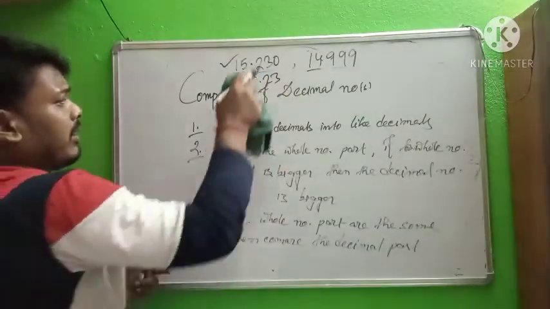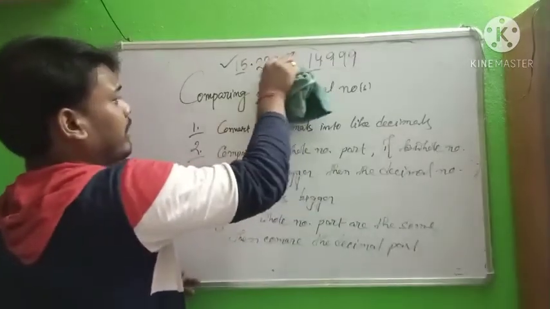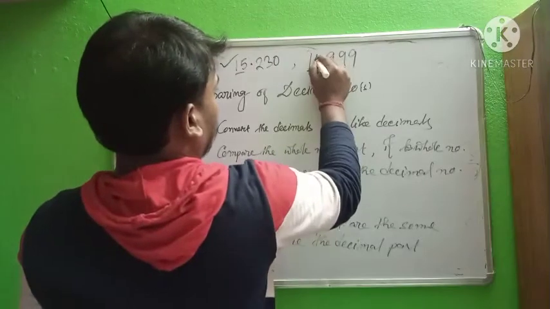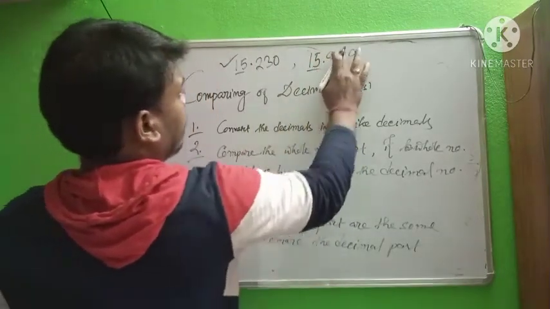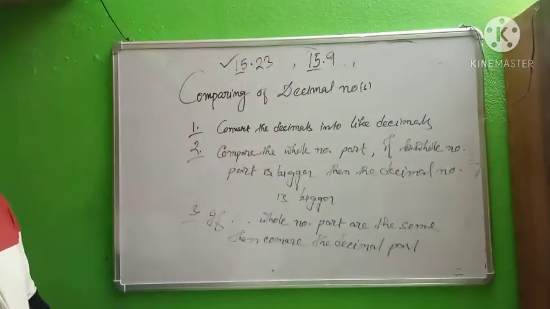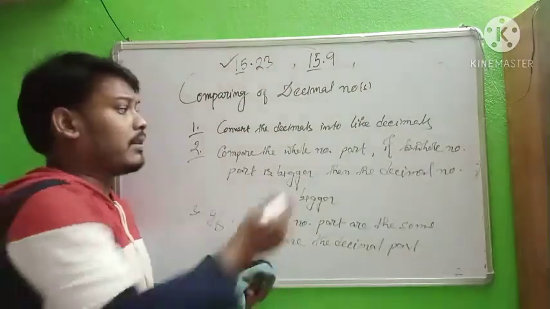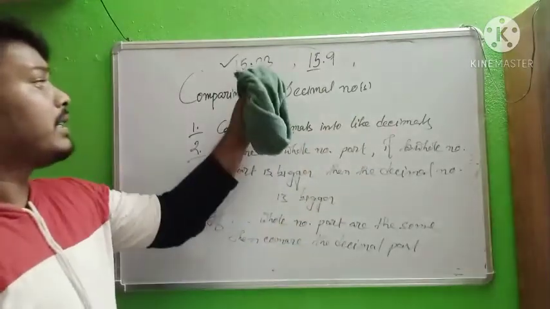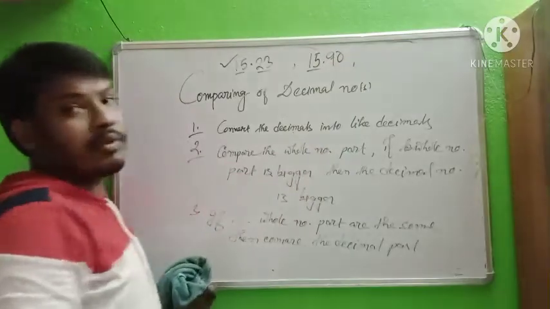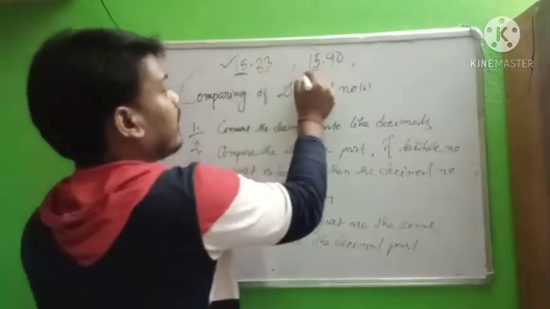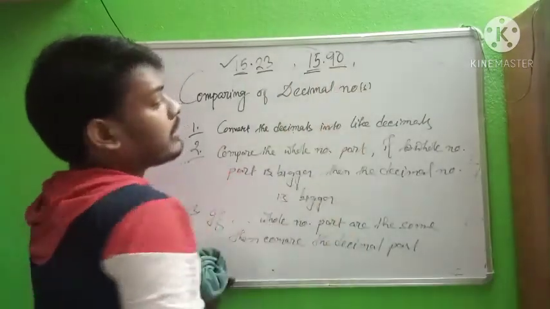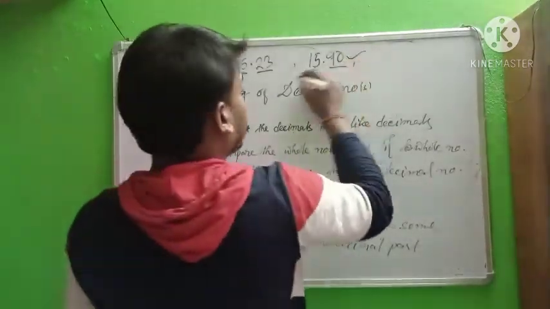Now the question is, what if the whole number part is equal? Here 15 also, and here only .9 is given. Which one is bigger? So first step, make them like decimals. Here 2 decimal places, so make it 2 decimal places. Now 15 is equal, so compare the decimal part. Decimal part 23, decimal part 90. Which one is bigger? This one is bigger.